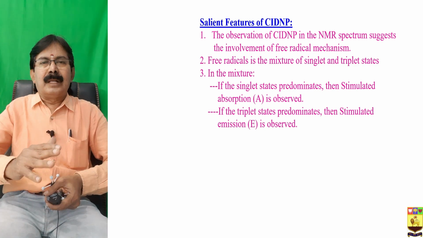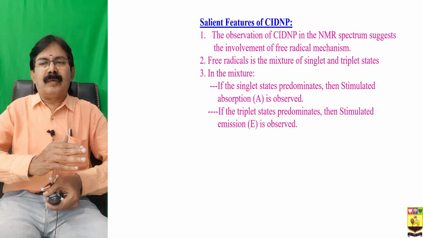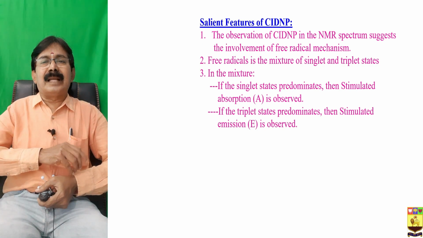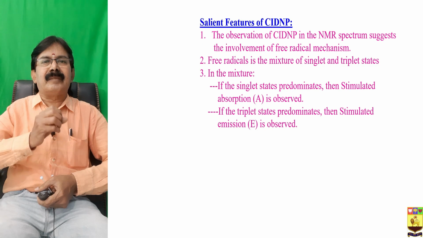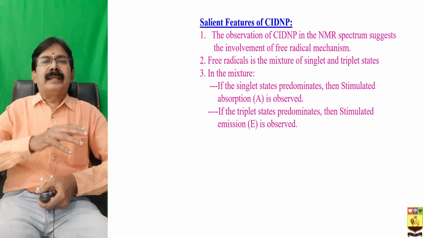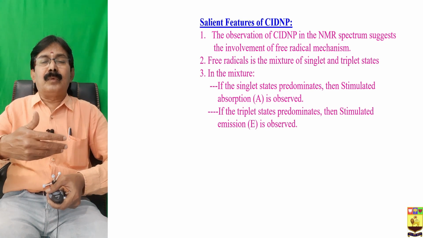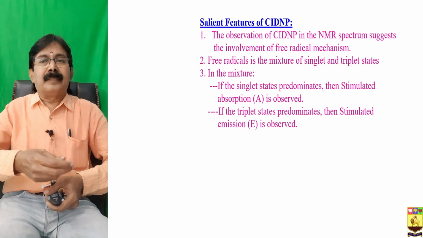So, as I already told, this technique is very useful to find out the presence of free radicals. This is a very good example of CIDNP. The salient feature of CIDNP is that its observation in the NMR spectrum suggests the involvement of free radical mechanisms. Here the free radicals exist in a mixture of singlet state and triplet state.